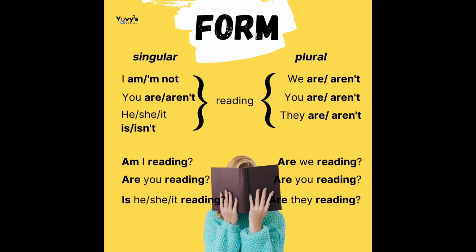To form questions, we simply change the word order and we put the verb to be before the subject. So the questions are, am I reading? Are you reading? Is he, she, and it reading? Are we reading? Are you reading? And are they reading?